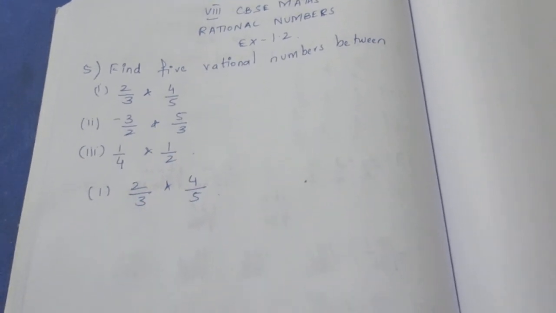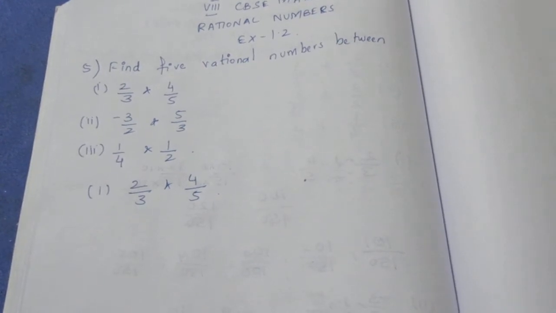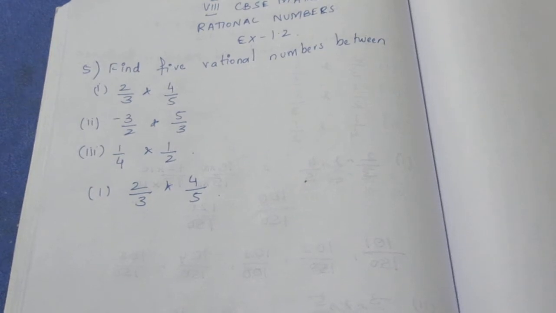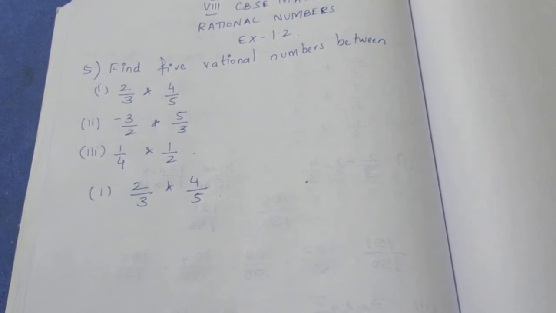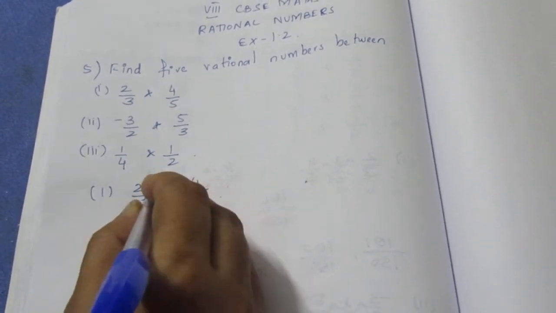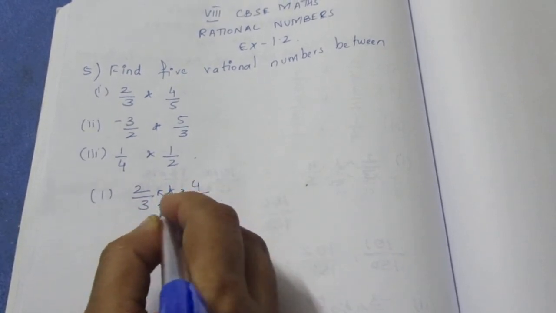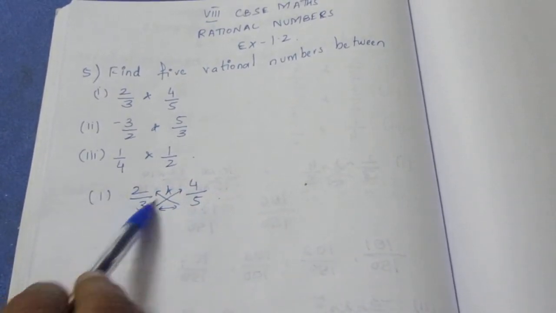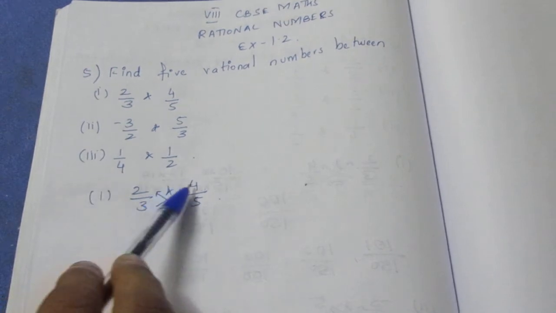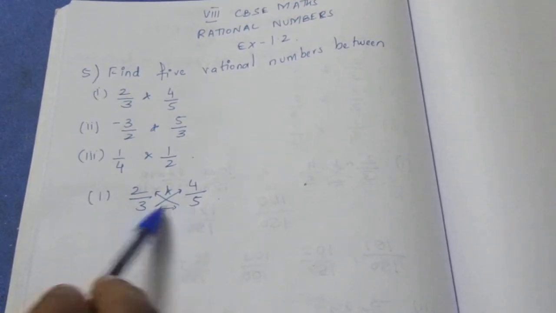Now for 2 by 3 and 4 by 5, the denominator is not the same. To write the rational numbers in between them, if the denominator is the same, it is quite easy for us to write it. Now for that, take the LCM. I'll teach you one easy method. For the numerator, cross multiply with the denominator, and for the denominator, multiply the both.